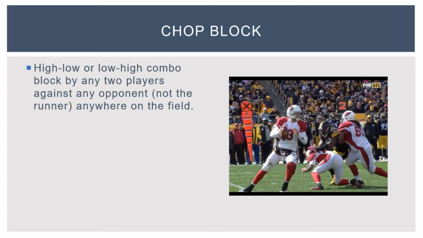Okay, are we looking at the PowerPoint now, hopefully? Yep. Great. So remember, the definition of a chop block: it's a high-low or low-high combo block by any two players against an opponent who isn't the runner, anywhere on the field. You have a pretty good example of a chop block. And the common chop block for us as line of scrimmage officials to get is the running back and an offensive lineman there in the image. The low component is at or below the thigh.